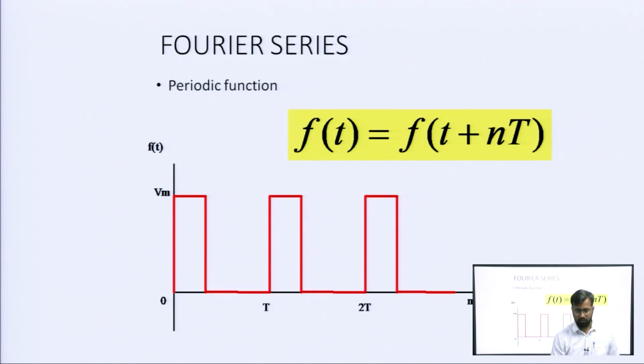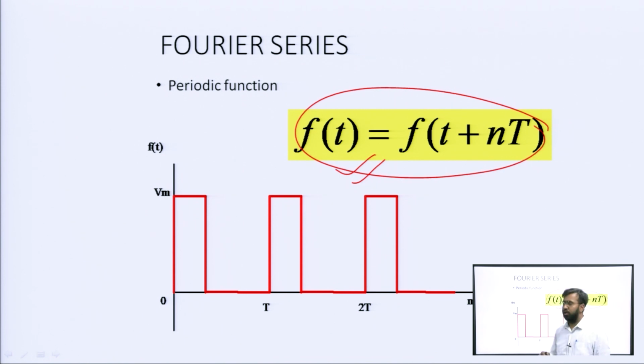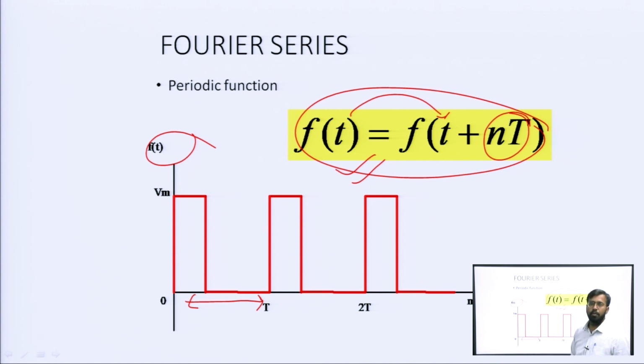I have already informed you that for a Fourier series the signal must be periodic. What do we mean by periodic? Periodic means the function value must be the same after a certain duration of time; after that duration, it must repeat. For example, suppose this is a signal; it repeats after T duration. So this function has a time period of T, which is called the fundamental time period.